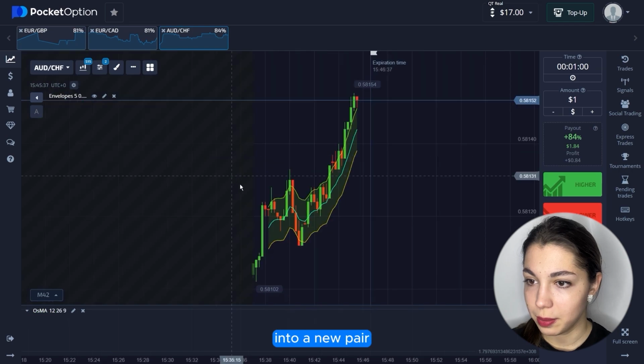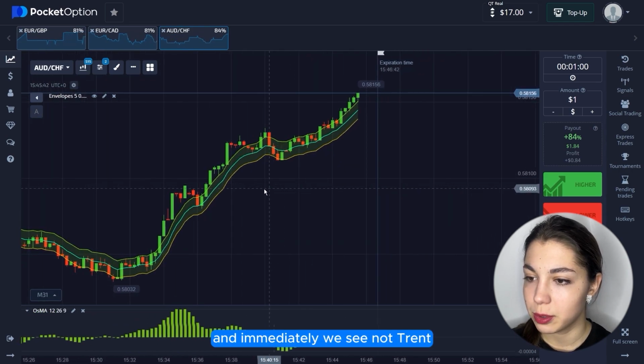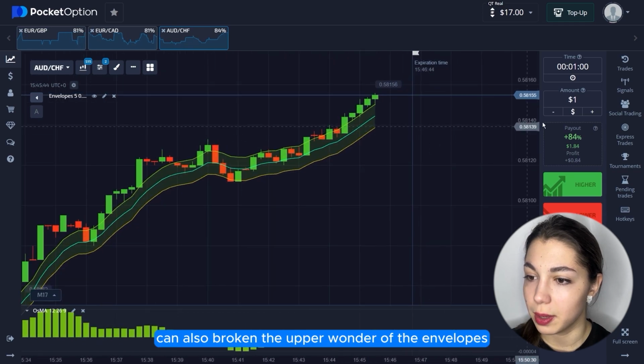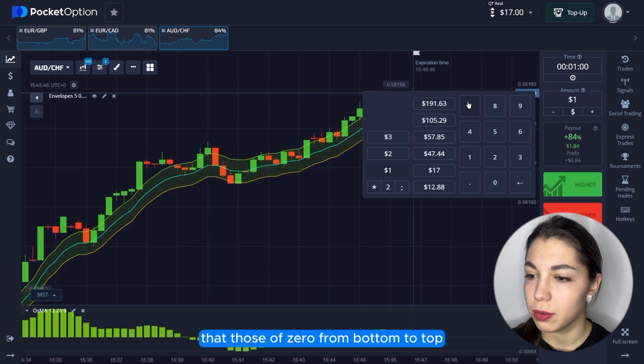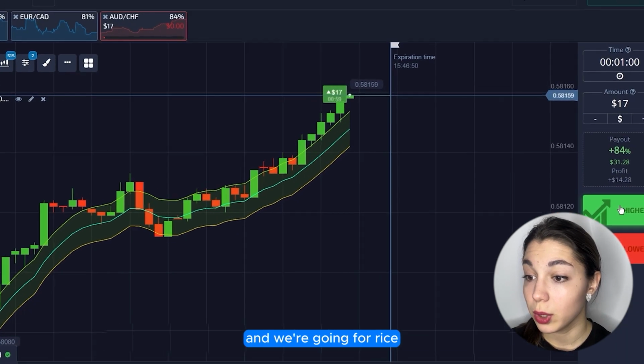Move into a new pair. And immediately we see an uptrend. Candles have broken the upper boundary of the envelopes, and the OSMA values crossed 0 from bottom to top. So let's set the trade amount to $70 and we're going for a rise.